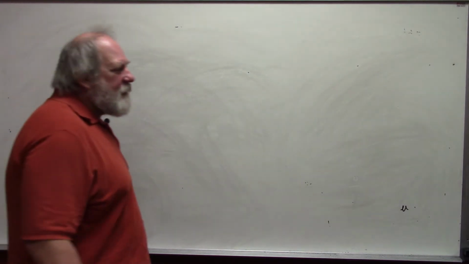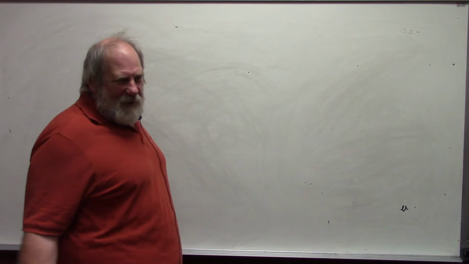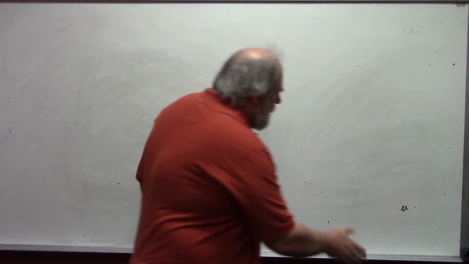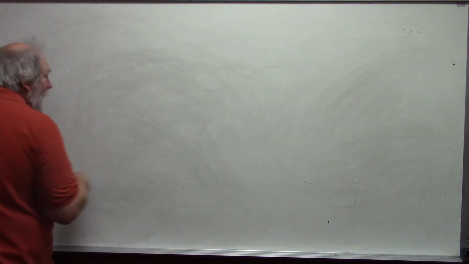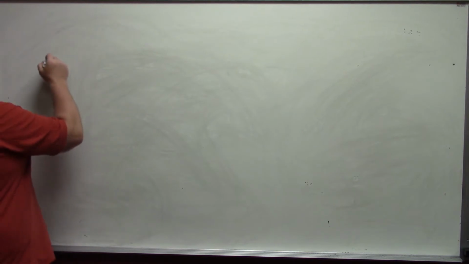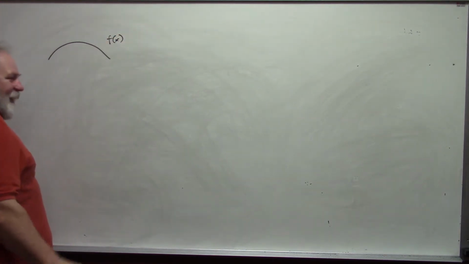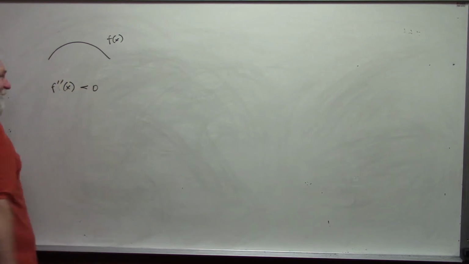Hello. Today's video involves the second derivative, what that tells us about the original function and how we can use it. First off, second derivative of the original function. If my original function looks something like this, then the second derivative, f double prime of x, is going to be less than 0.